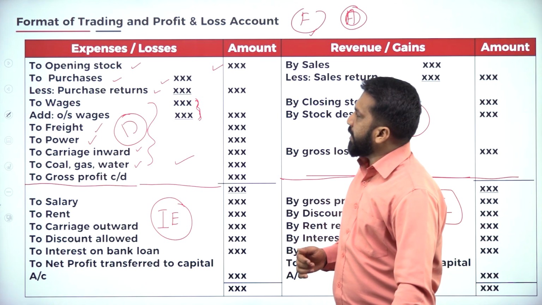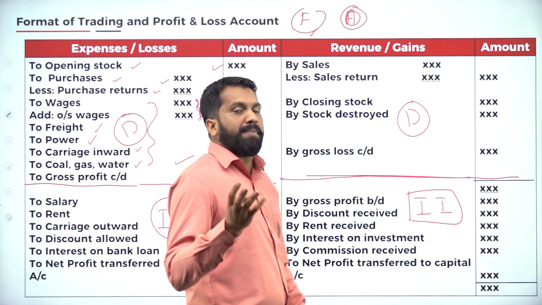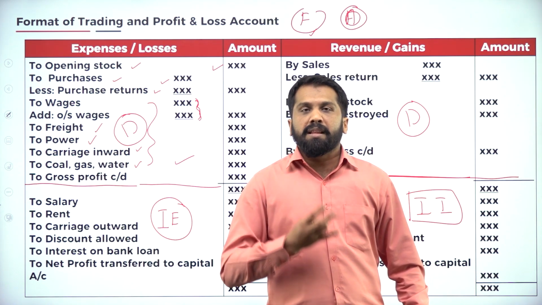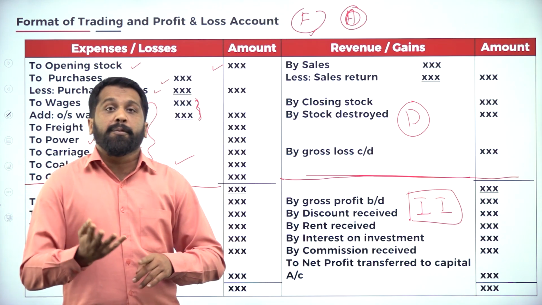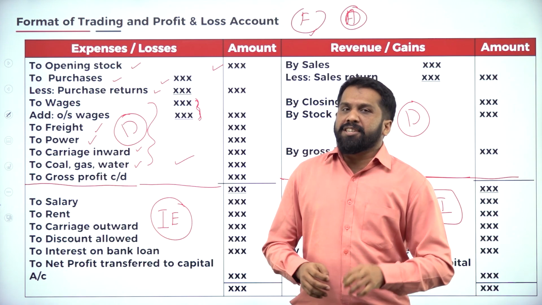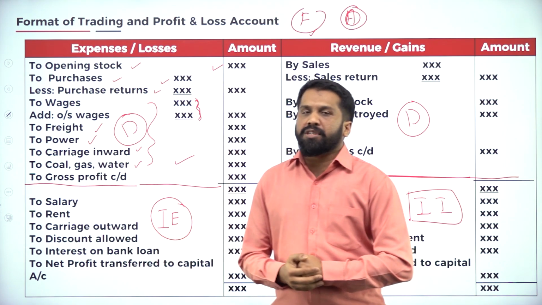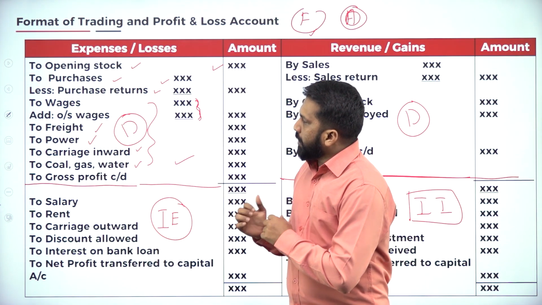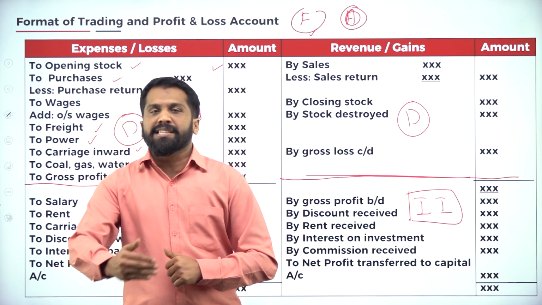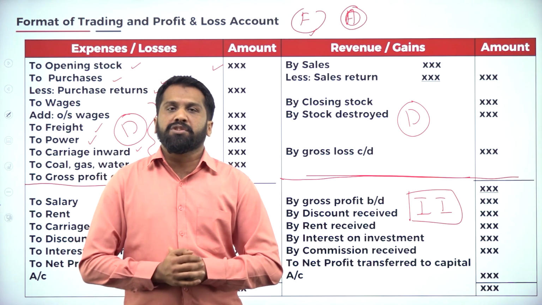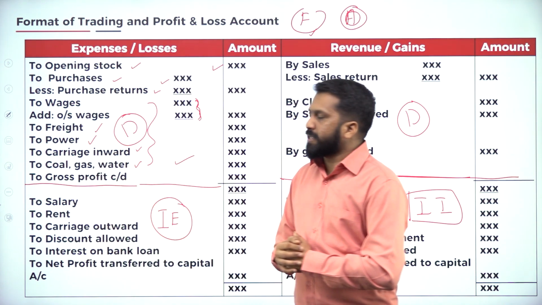Now, without seeing this, can you tell me? Yes. What is the first one? Opening stock. After opening stock, your purchases. Purchases minus return. What is the next one? Wages. Then for wages, if you have any outstanding, we should add. Now, wages plus outstanding we have considered. Now, what is the next one? Next one is freight. Freight means transportation. Carriage inward, transportation. Along with that, coal, gas, power is over. So, we're done with the debit side of your trading.